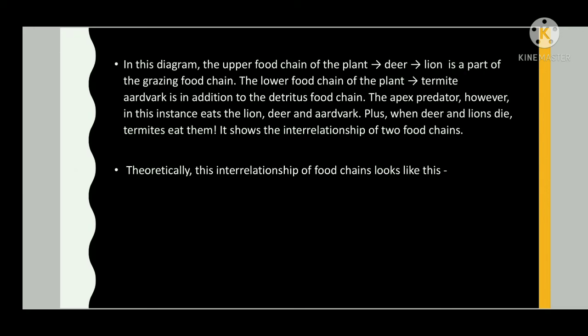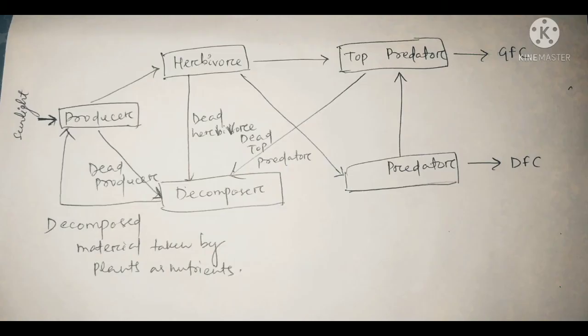Theoretically, this interrelationship of food chains looks like this. Herbivores can be eaten by predators or decomposers. The predator can then be eaten by the apex predator. Similarly, another part of this link is the fact that when herbivores and apex predators die, they are decomposed by decomposers. The decomposed matter is reused by plants as nutrients. Hardly anything goes to waste.